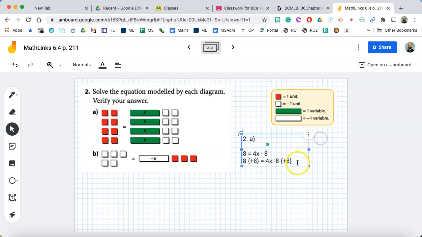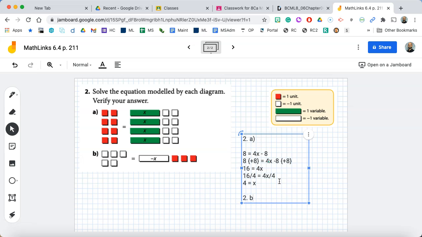Okay, let's keep going. Now over here we have 16 equals 4x. Now we can divide each side by 4, and that's going to give us x. 16 divided by 4 equals 4x divided by 4. Now that gives us 4 equals x. All right, so that's our answer for 2a.